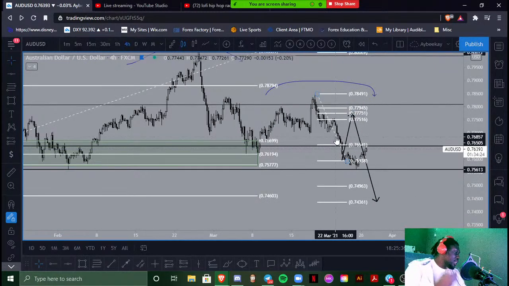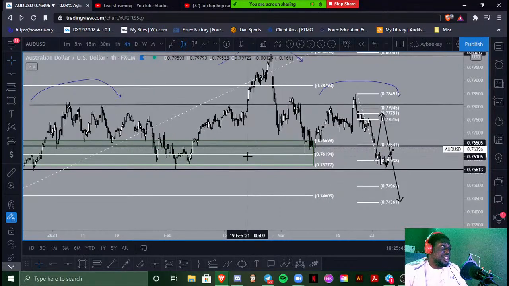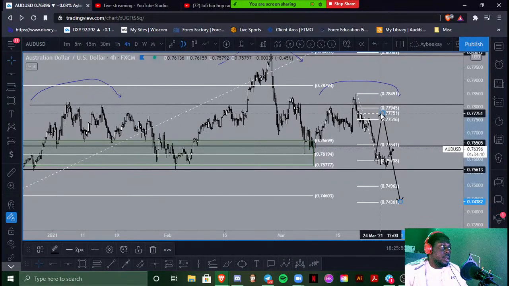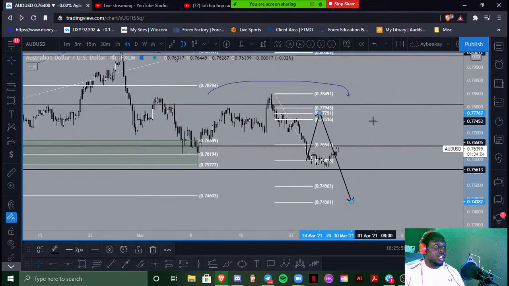But seeing that the DXY really did numbers like it did last week, and AUD USD didn't break through this demand zone right here, that's just making me question, is this going to keep selling? I don't think it is personally, but I am going to nonetheless.